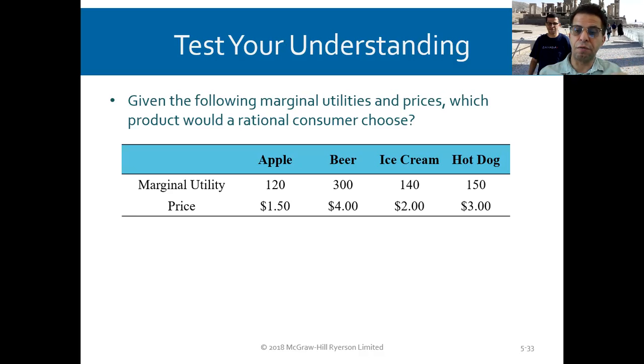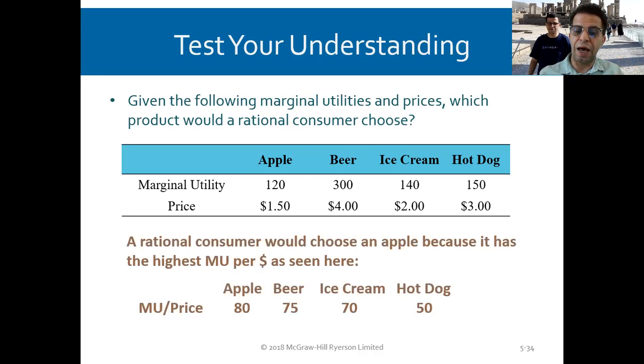But comparing the price, dividing by the price, you will select the apple because the apple will give you 80 marginal utility per dollar spent. Beer will give you 75, ice cream will give you 70, and hot dog 50. So a rational consumer would choose apple because it has the highest MU per dollar. That's the rational consumer.